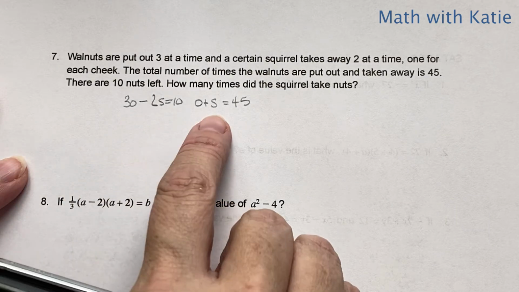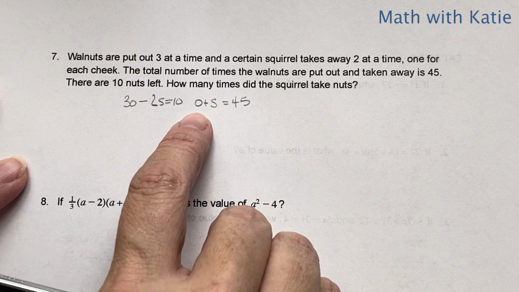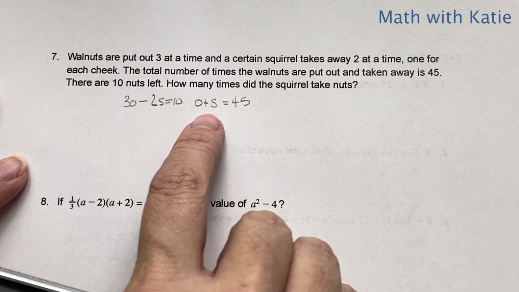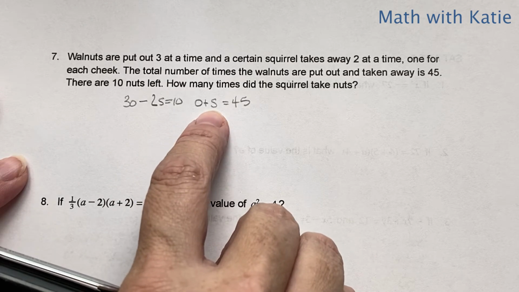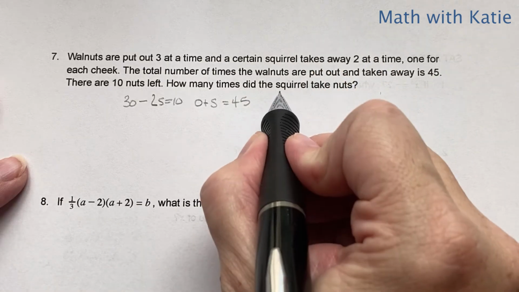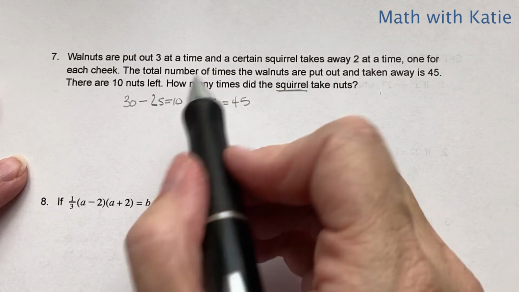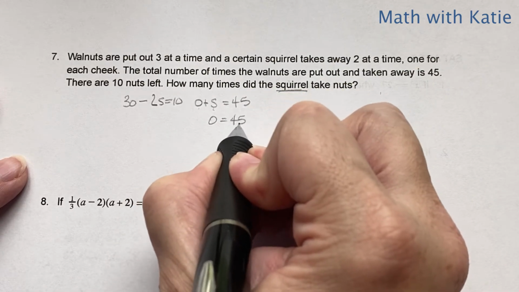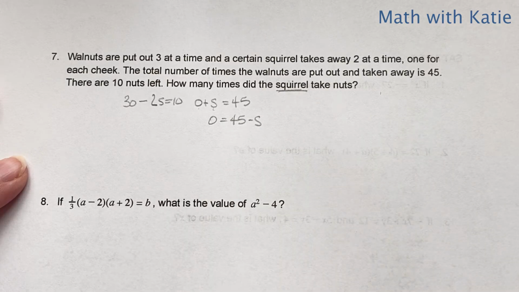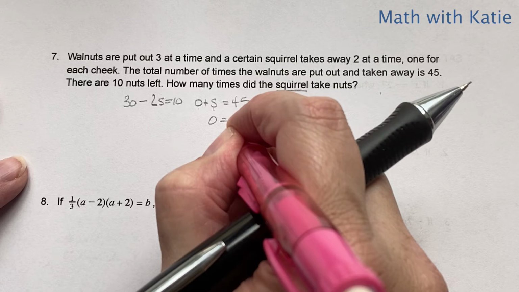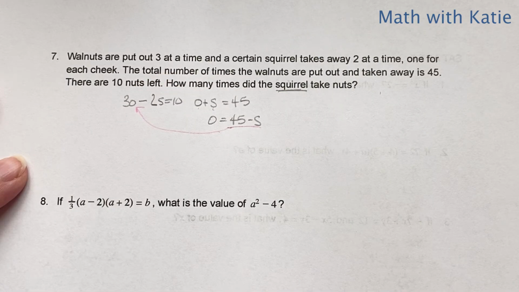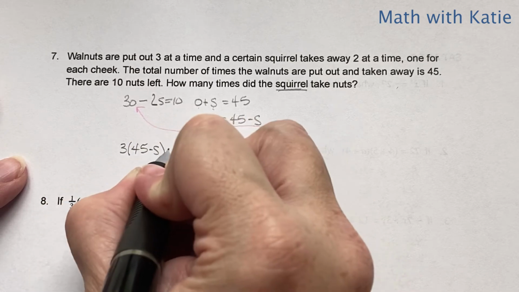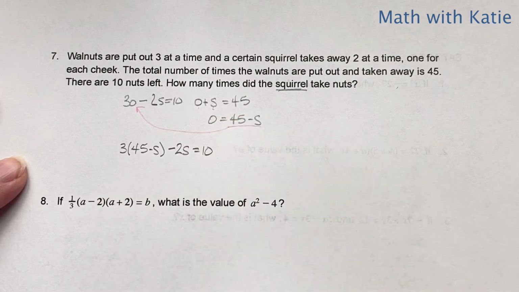Okay, so again, this is a system of equations. And since neither of these are solved for y to graph, that'll take up time. But this one actually has both variables without a coefficient. So it wants us to know the squirrel, right? So we want to keep the s. So this time let's solve for O. Okay, and what we're going to do is substitute this equation in for the O of that equation. So 3 times 45 minus s, minus 2s equals 10, right?